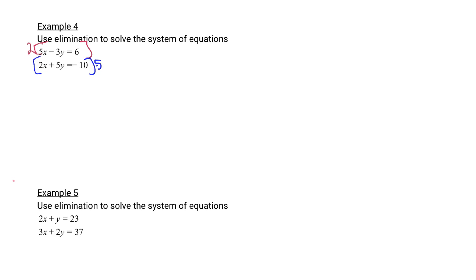So let's multiply this and see what happens. We've got 10x minus 6y equals 12.